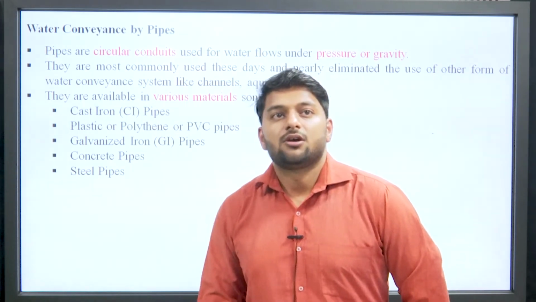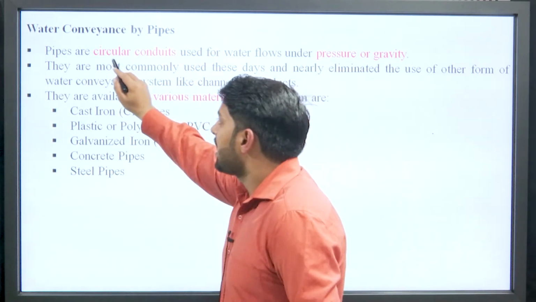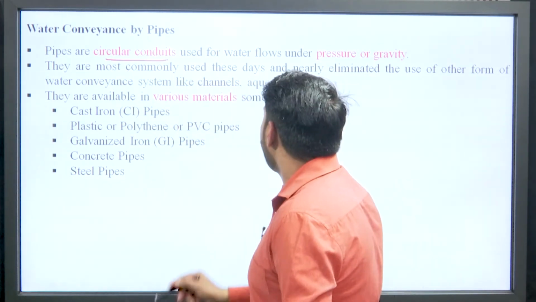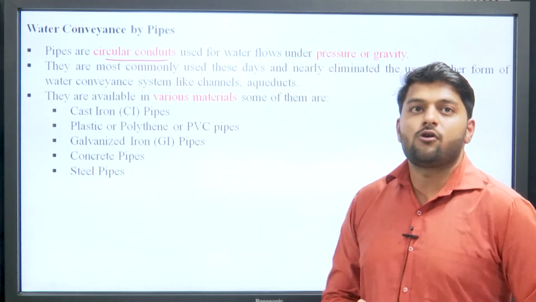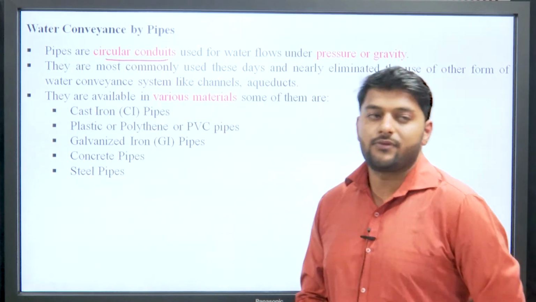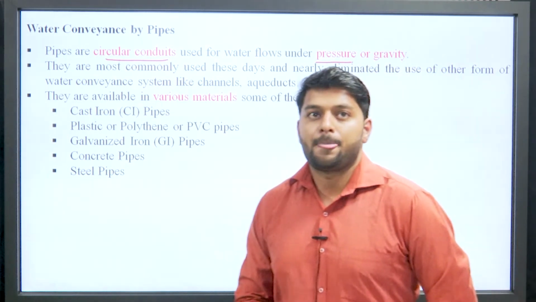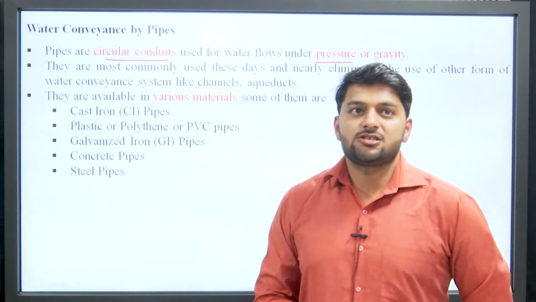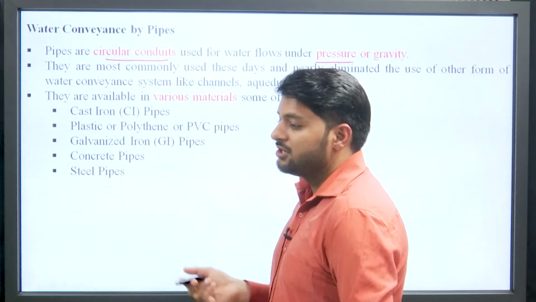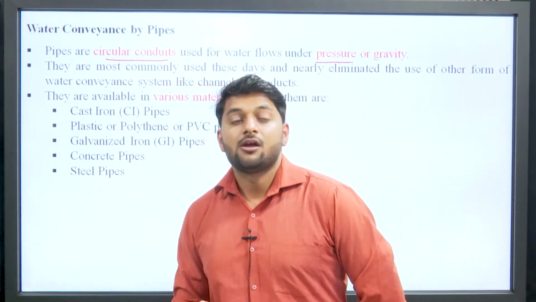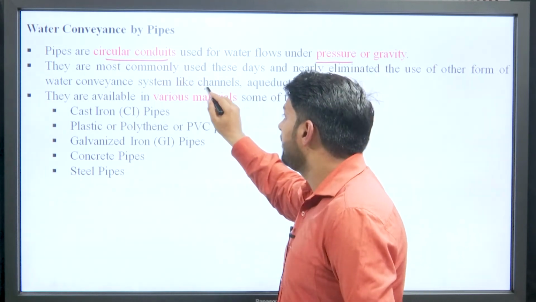Coming to next, water conveyance by pipe. So, pipes are circular conduits and they are used for flowing water. The flow of water may be under the action of gravity or under pressure, it means pressure greater than atmospheric pressure, and this is the most common type of conduit. Pipes are the most common type of conduits and they have also eliminated all other forms of conduits like canal or aqueduct.